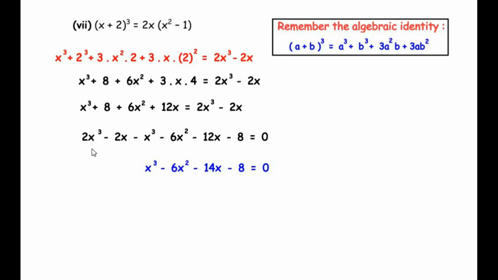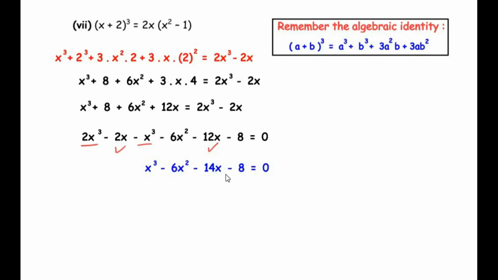Now we are going to gather the like terms, that is 2x³ - 1x³. When you add them or subtract them together, you get 1x³. Then we have the x² term, that is -6x². Then we are going to add the x terms, that is -2x and -12x. Since the signs are same, they are going to get added up giving us -14x. And finally the constant, that is -8 equal to 0.